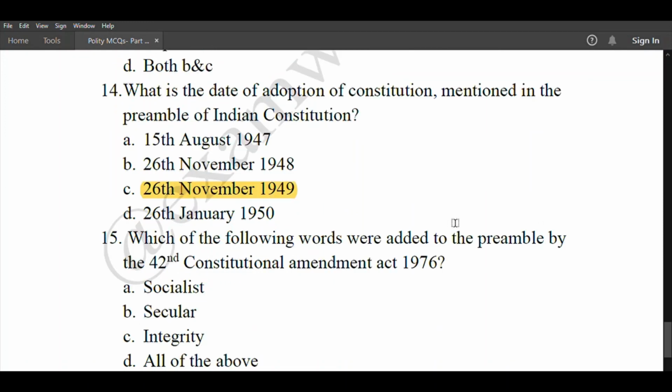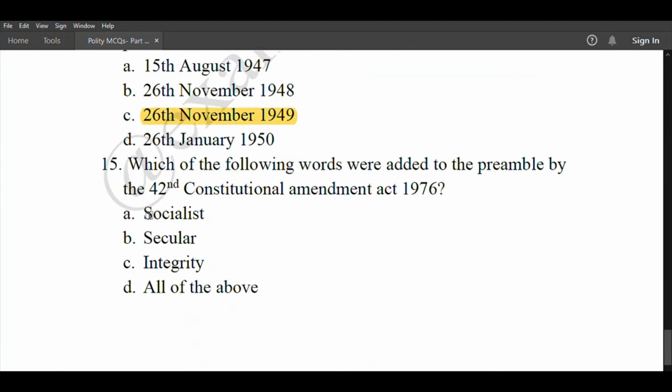And the last question: which of the following words were added to the preamble by the 42nd Constitutional Amendment Act 1976? It's the first and last time that the preamble has been amended. That is A, Socialist, B, Secular, C, Integrity. All these three words were added to the preamble by the 42nd Constitutional Amendment Act 1976. That is, option D is the answer.